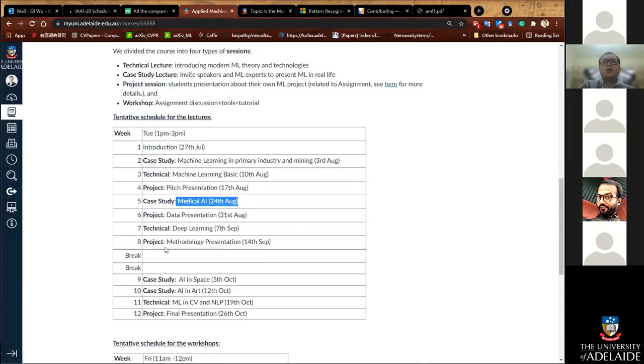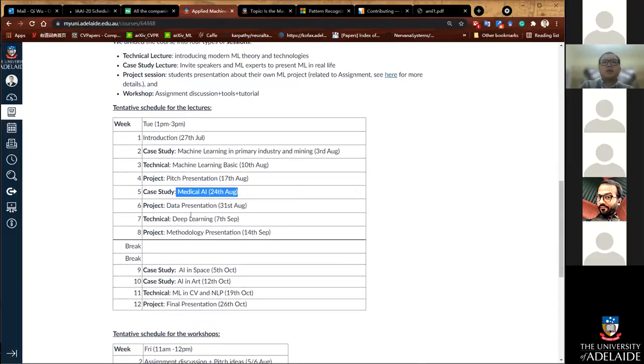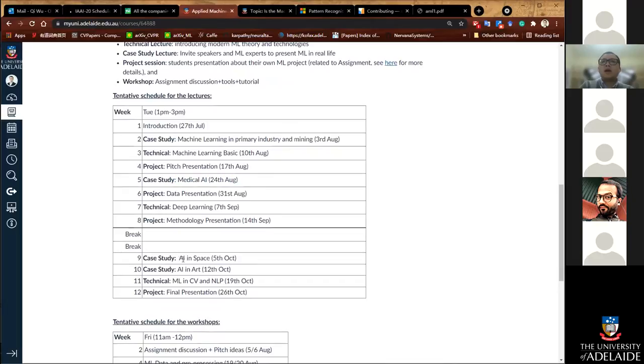We also have the case studies, like AI in space and AI in art. A group of people at AIML, the Australian Institute for Machine Learning, are studying how we can use machine learning algorithms and artificial intelligence in space, to help us identify satellites and to clean our environment. So this is AI in space.